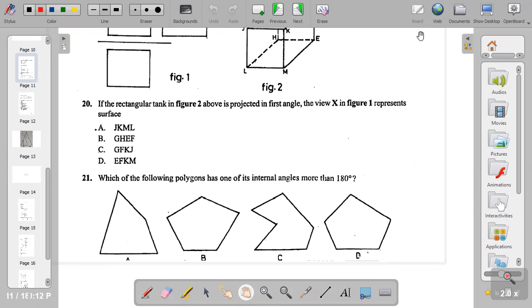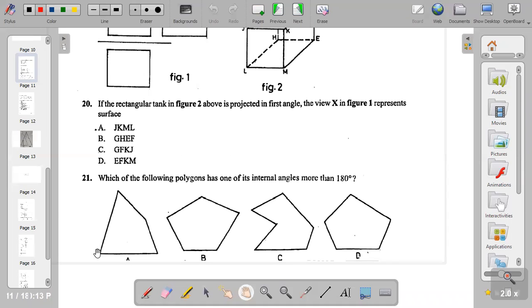In today's video, I'm going to continue with part B of 2008 WAEC OBJ questions. So I'm going to continue from question 21. Question 21 says, which of the following polygons has one of its internal angles more than 180?